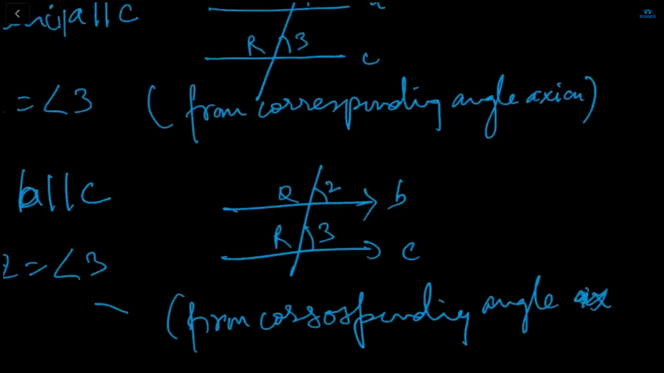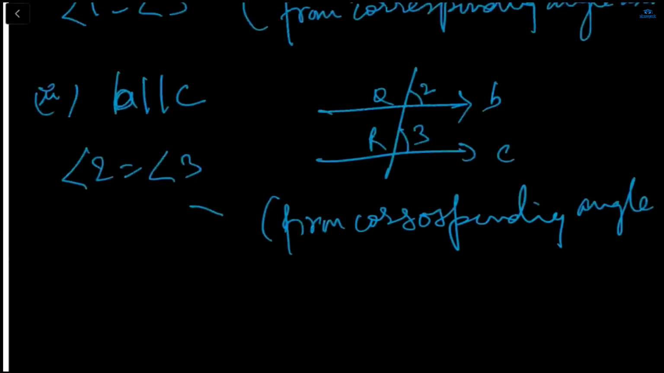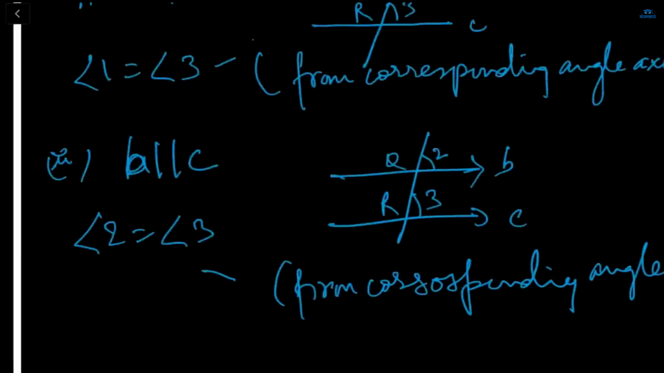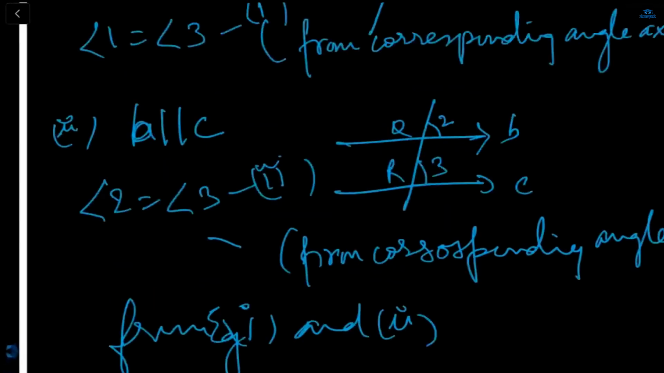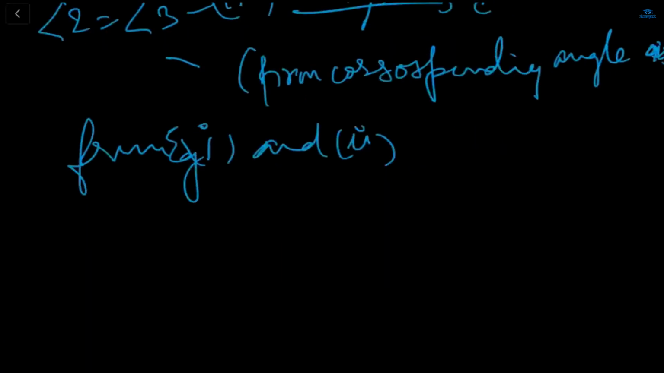Now you can mark this as the first equation and this as the second equation. From the first and second equations, what do you see? Angle 1 is equal to angle 3 and angle 2 is equal to angle 3. Therefore, angle 1 is equal to angle 2. Therefore, you have to prove A is parallel to B.